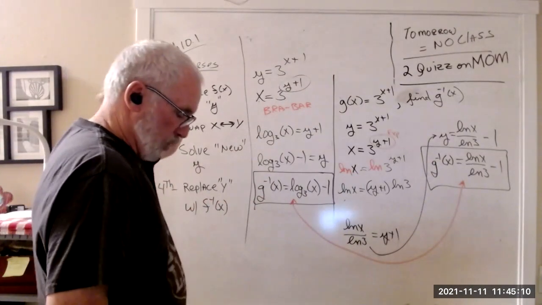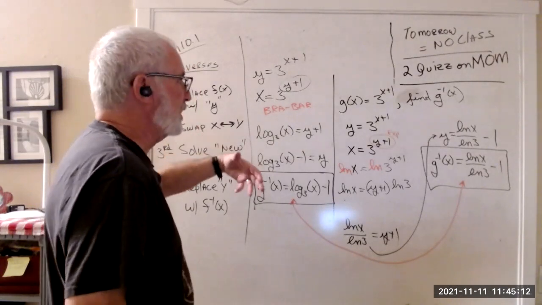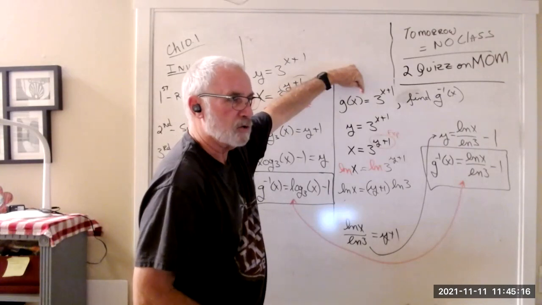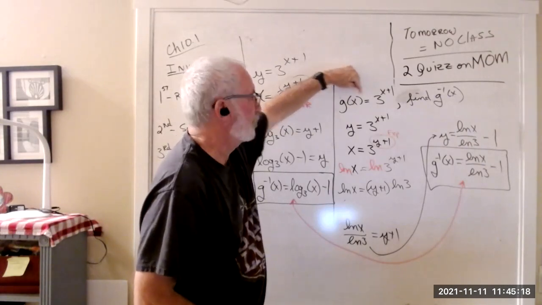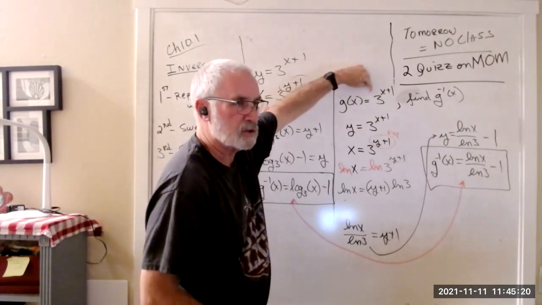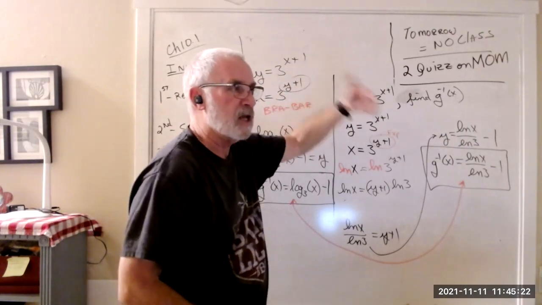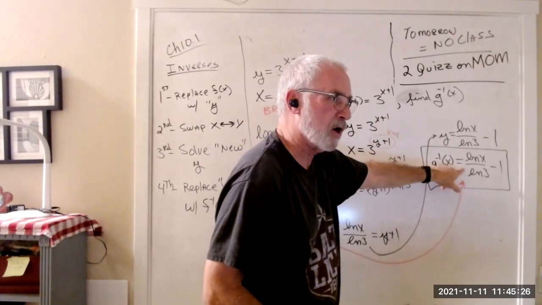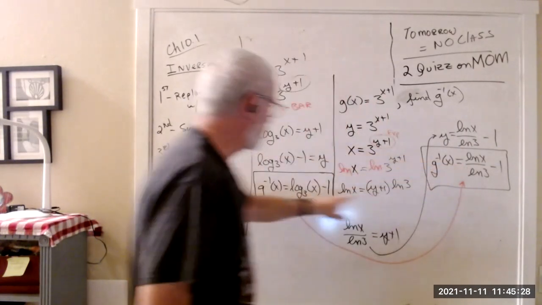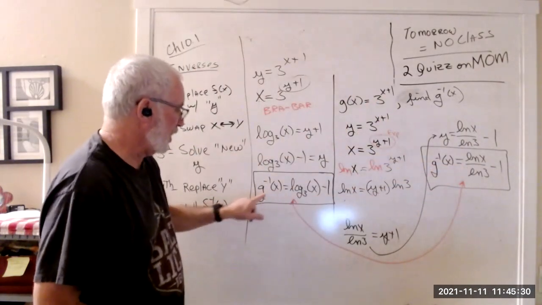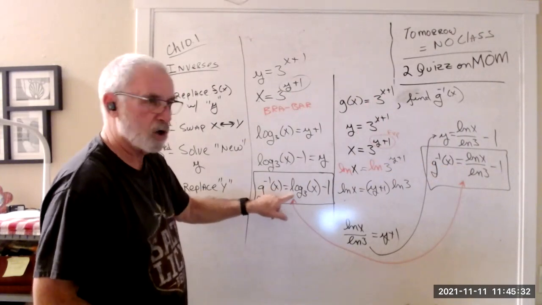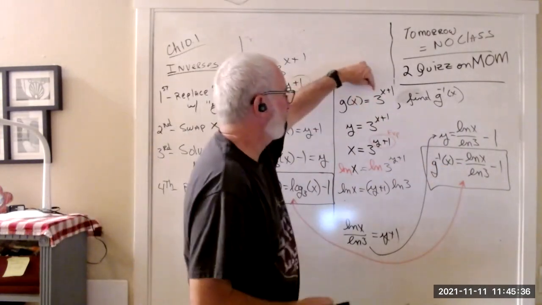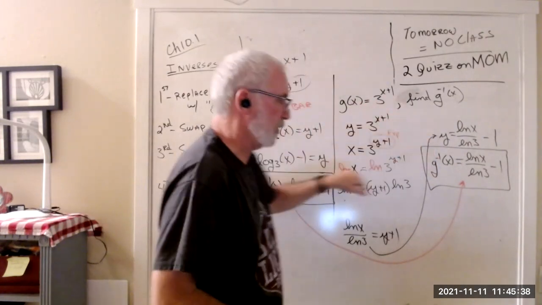So here's one of the big ideas. If you start with a function that's an exponential function, notice it's an exponent, its inverse must be some kind of a logarithm. Regardless of the method you use, the inverse was a logarithm. So the inverse of an exponential is a logarithm.